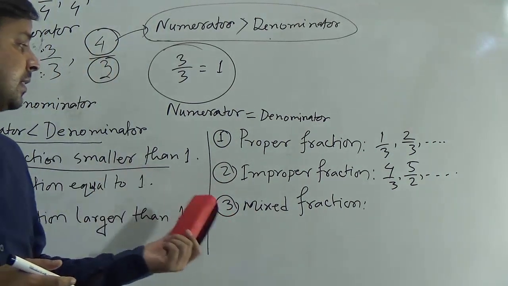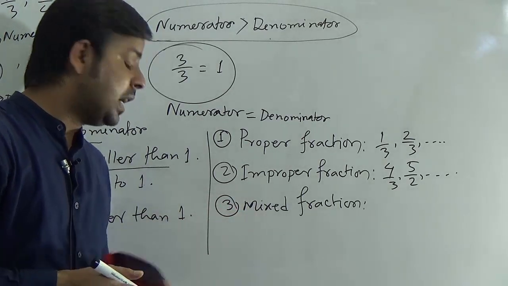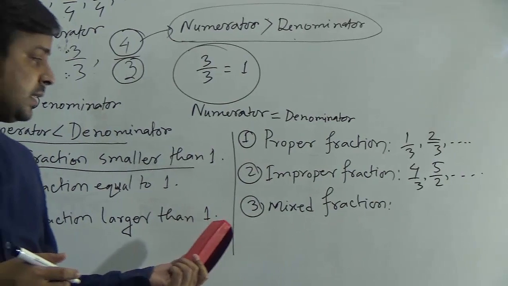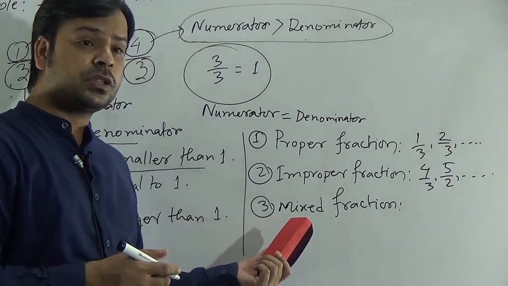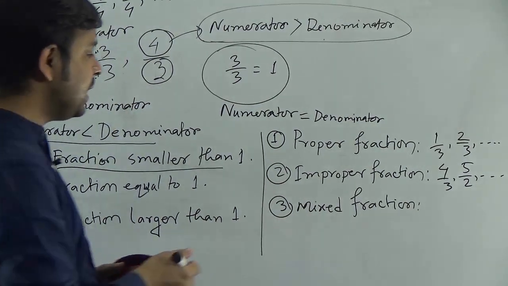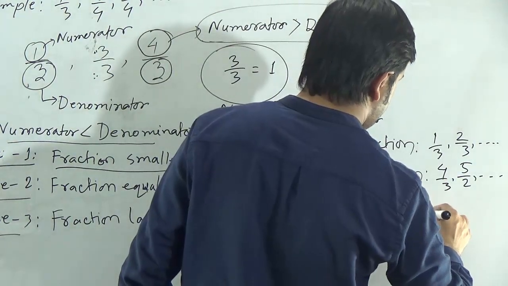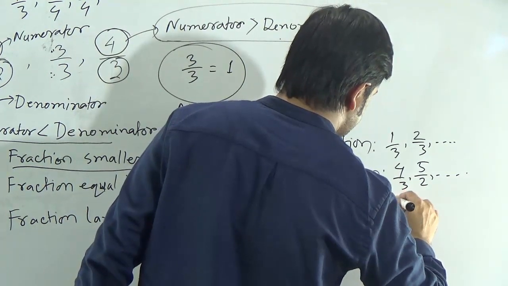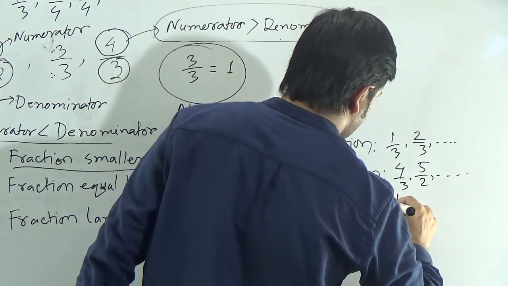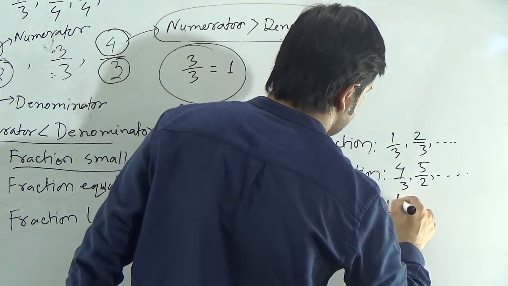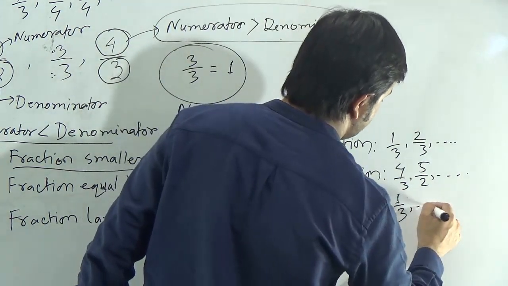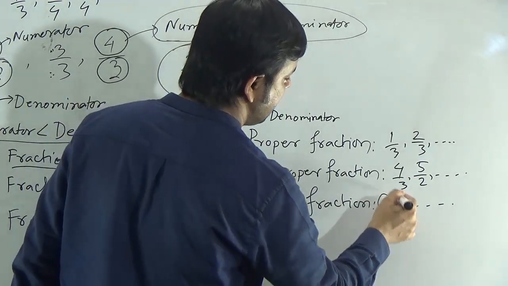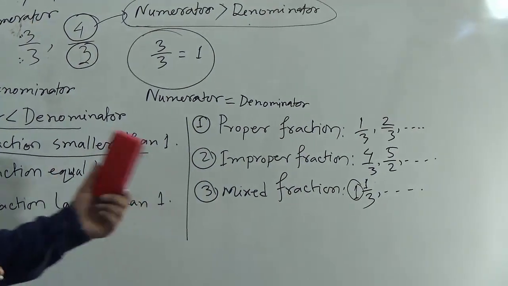A mixed fraction is a fraction where a whole number and a proper fraction are expressed combinedly. It means if we express a whole number with a proper fraction, like one integer and 1 by 3, this type of fraction is known as mixed fraction. Here this one is the whole number and 1 by 3 is the proper fraction.